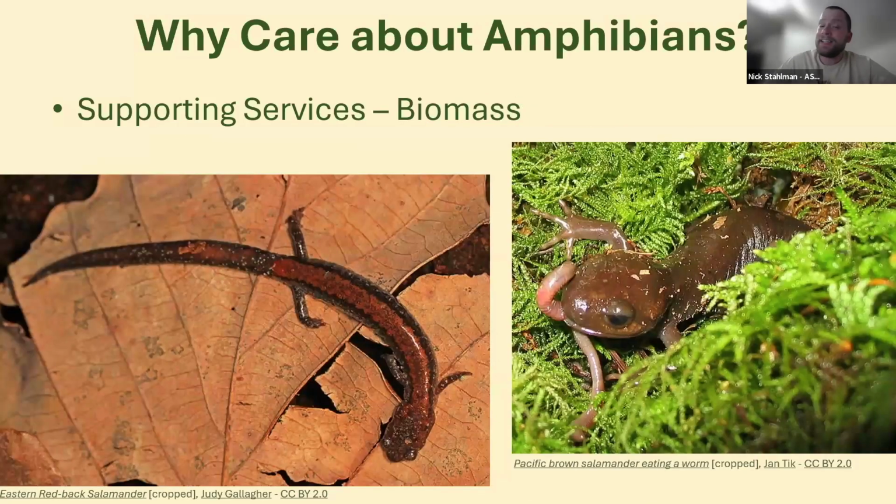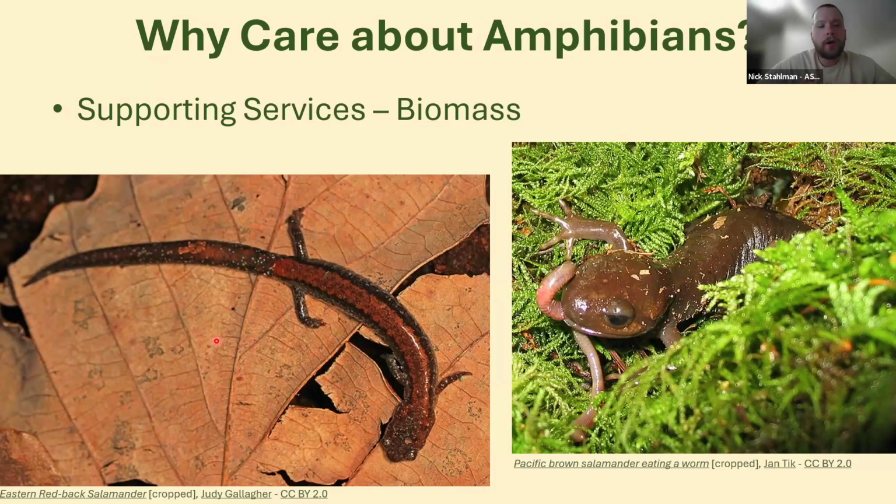They are also a significant source of biomass, so just mass. There's a lot of salamanders out there. We don't necessarily see them unless you look for them, but there's a lot, which means that they are eating a lot and they are providing a lot of calories. This was always kind of talked about as ranger lore, but this species right here, the eastern redback salamander, this ranger lore that I'm about to talk about was recently backed up again by a study in 2024.